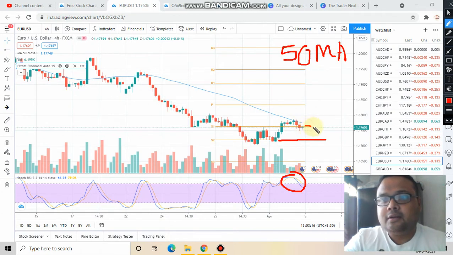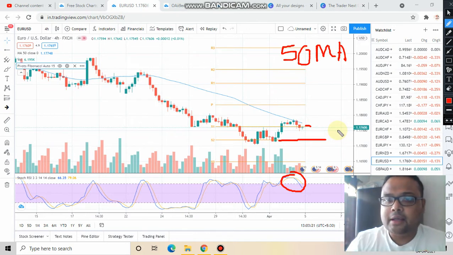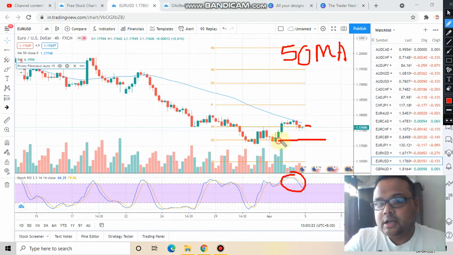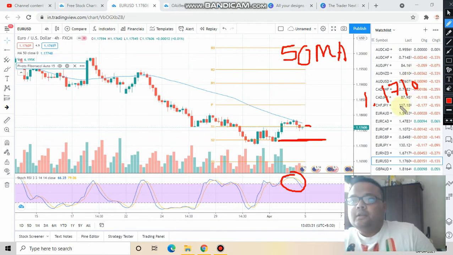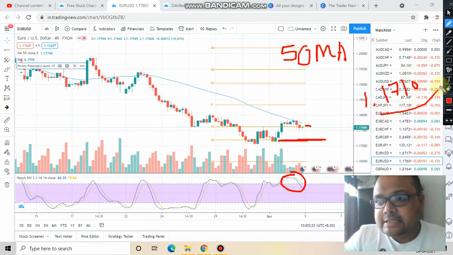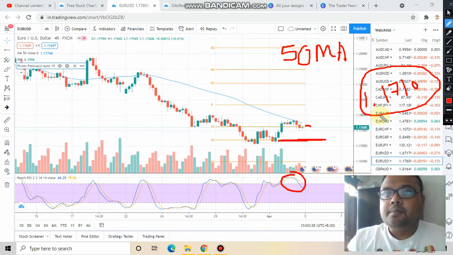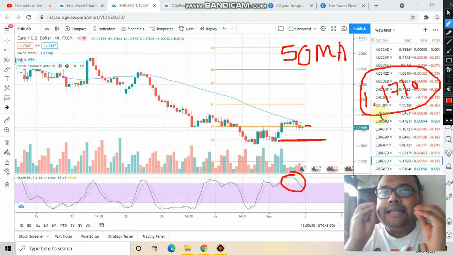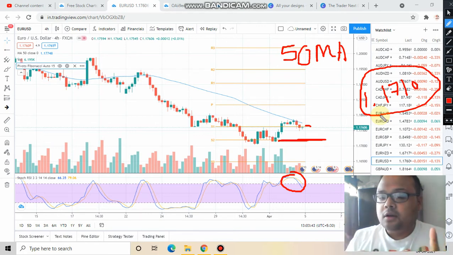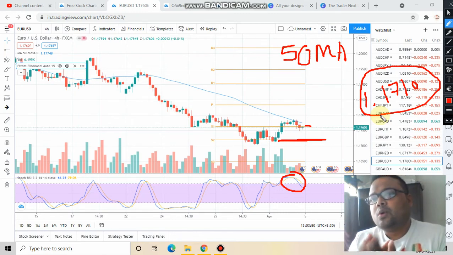Short the market here at 1.1760 or 1.1750, but do remember this is your target, 1.1710. When you reach this level, just be cautious. If you see that price is about to take support at this level, just come out of the trade, because already you have made money. You do not need to risk your profit. Just come out of the trade at 1.1710.